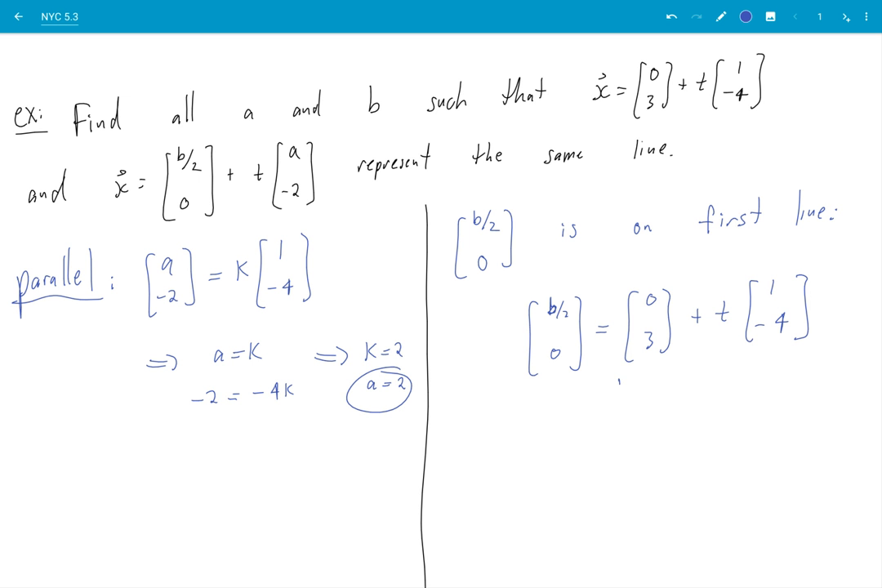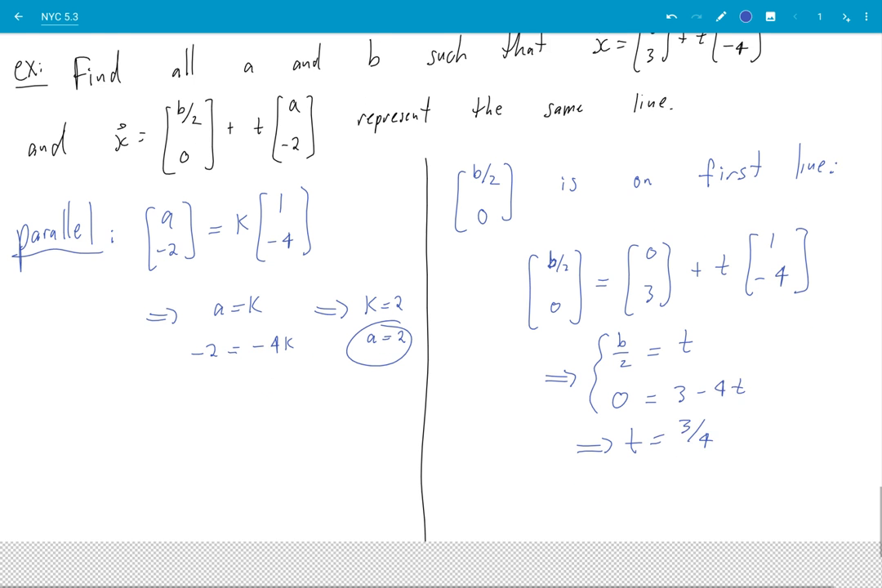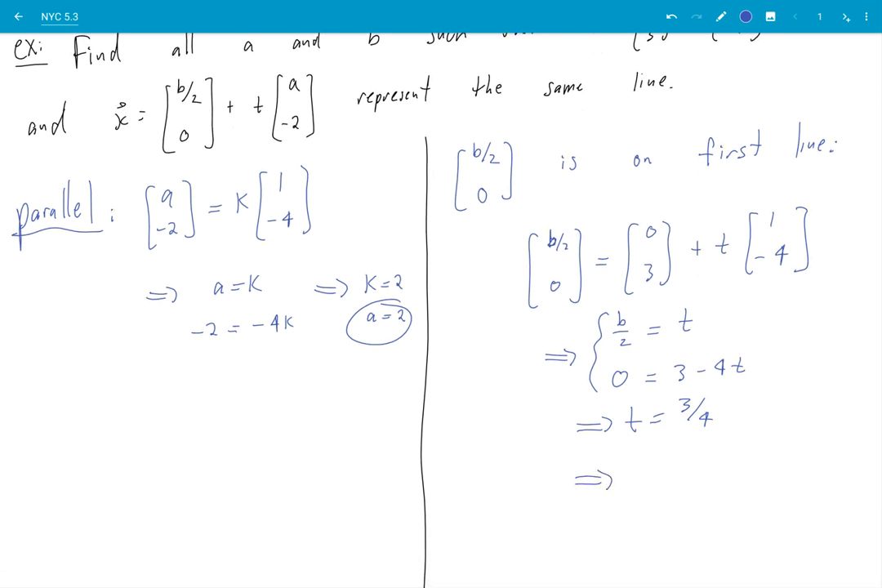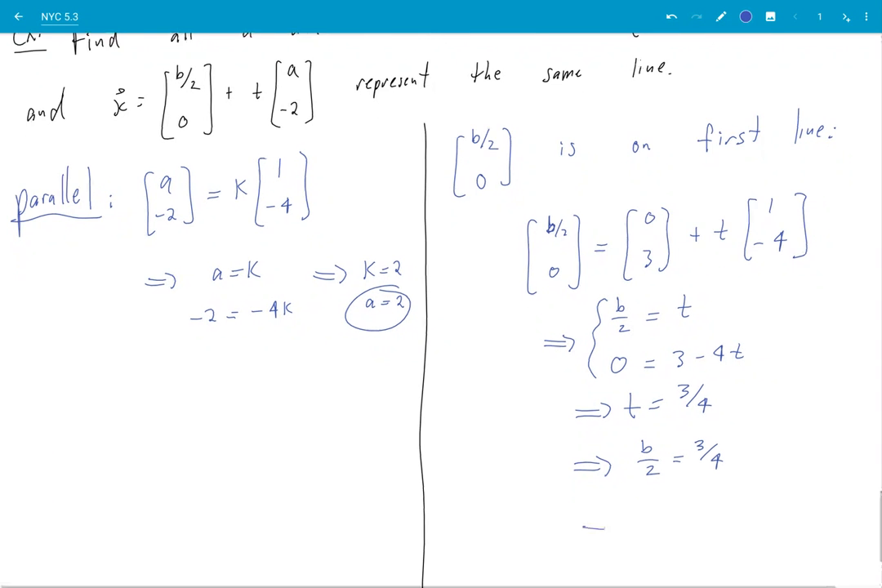So I get two equations here again. I get b over 2 is equal to t, and I get 0 is equal to 3 minus 4t. So t is equal to 3 over 4, which implies that b over 2 is equal to 3 over 4. So b is 3 over 2.